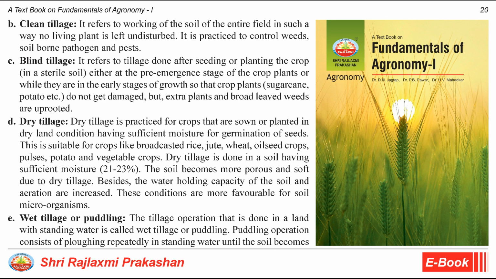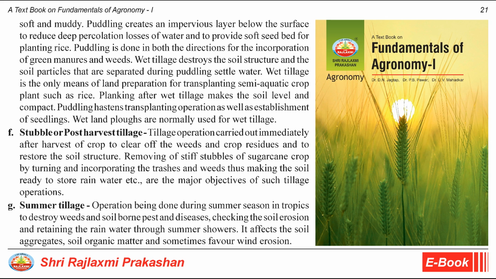Point E. Wet tillage or puddling. The tillage operation that is done in a land with standing water is called wet tillage or puddling. Puddling operation consists of plowing repeatedly in standing water until the soil becomes soft and muddy. Puddling creates an impervious layer below the surface to reduce deep percolation losses of water and to provide a soft seed bed for planting rice. Puddling is done in both directions for the incorporation of green manures and weeds.